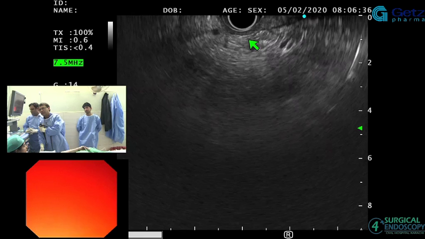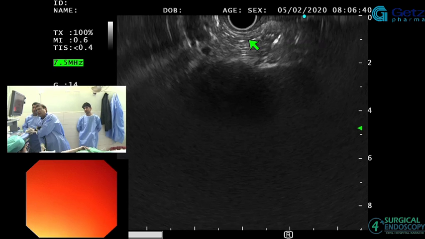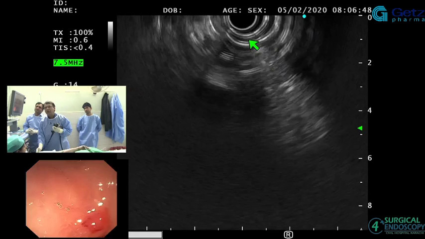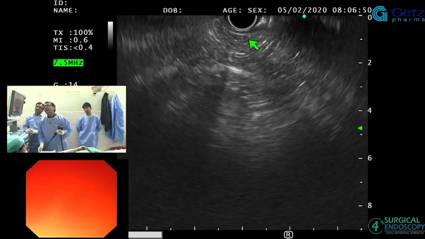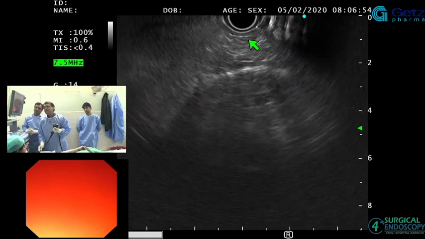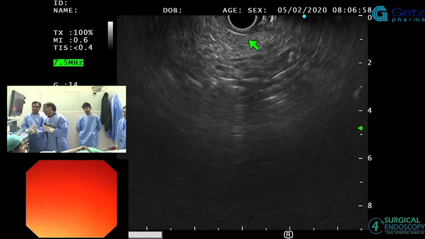I don't think there is anything there. The same thing at the pylorus too. We can take a look at the pylorus right here. I don't see any thickness there really. The purpose was to take a look at that with the EUS, and that's what we don't see. So let's go to D2 now.